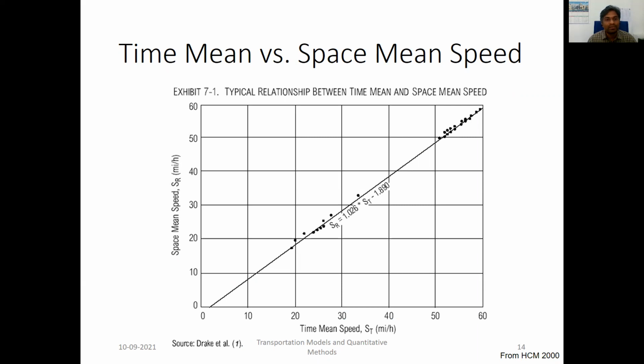So in the absence of one, you can use the other relationship for obtaining the unknown values. If I know the space mean speed values, I can obtain the time mean speed value. From this graph, you can clearly see that both have a good relationship, that there is a good correlation between space mean speed and time mean speed.